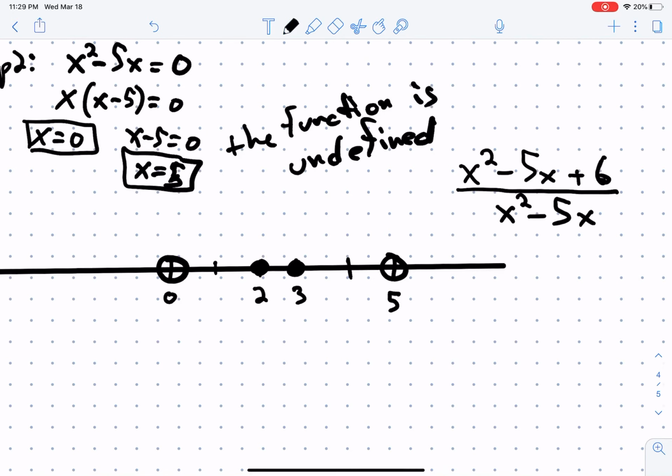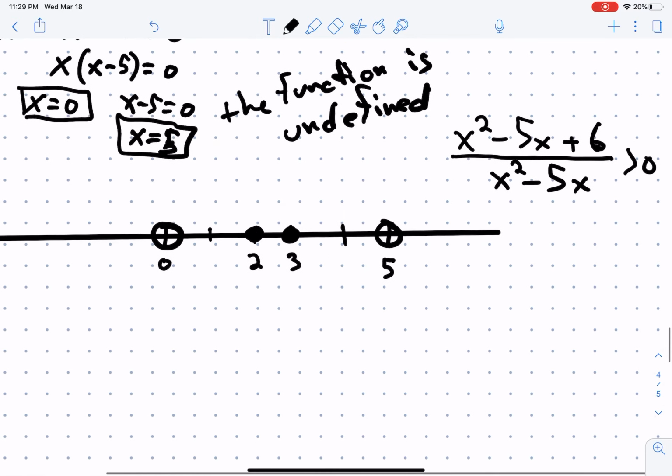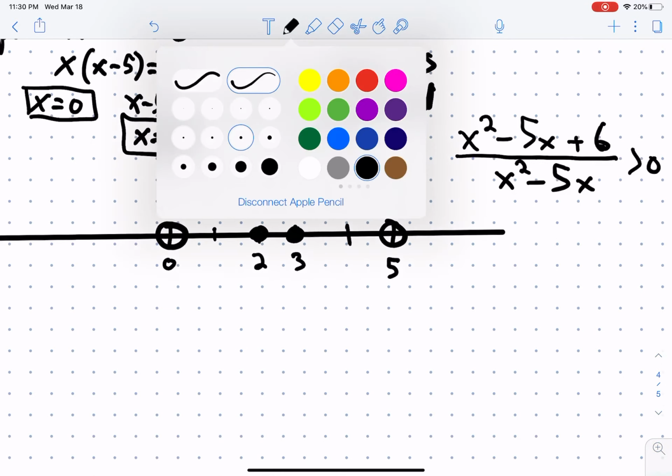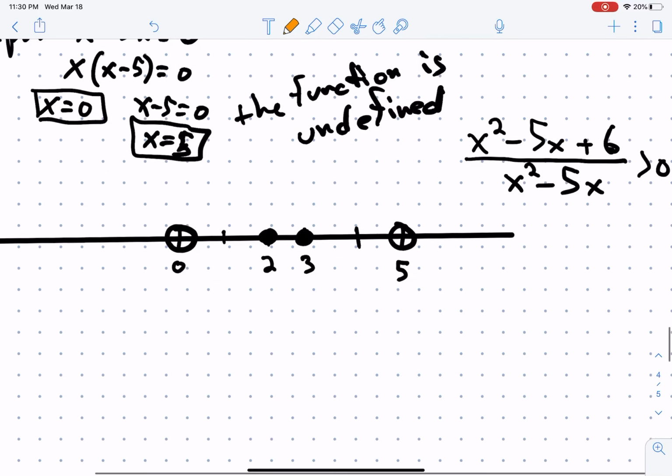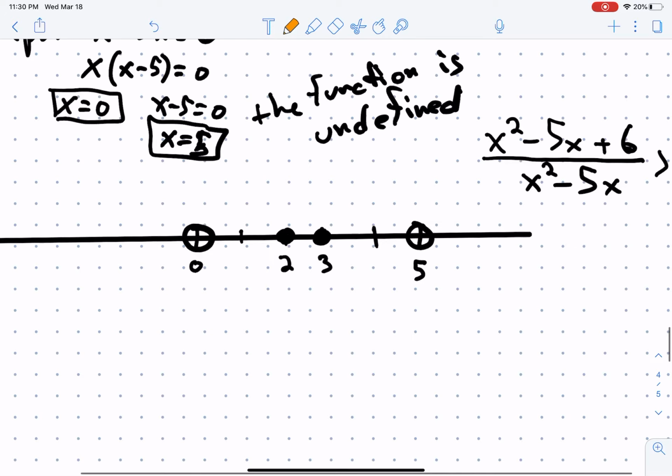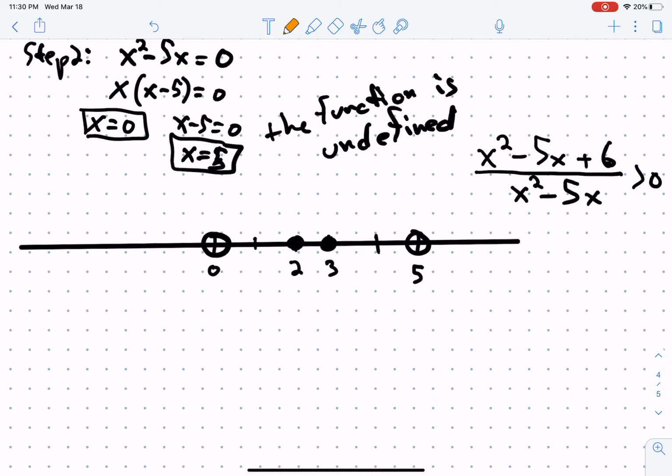And I guess we want to know when is it bigger than 0. That's the overall goal. Okay, so now it's just a bunch of testing. To test this, what we want to do is, in each one of the intervals on our number line, we're going to pick a number, not one of the endpoints, but another number, and we're going to plug it into our original function, that entire fraction, x squared minus 5x plus 6 over x squared minus 5x.